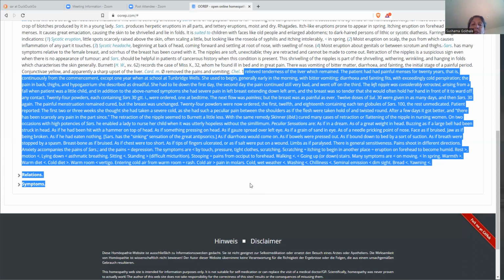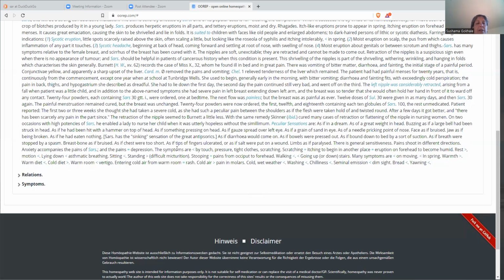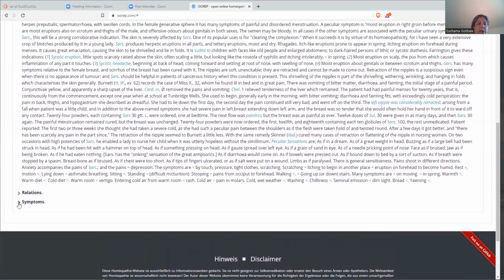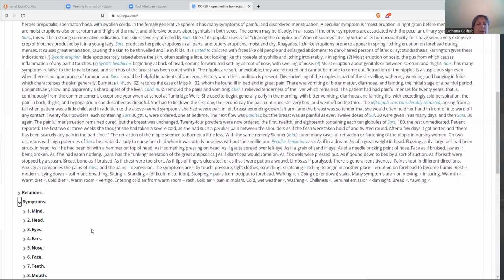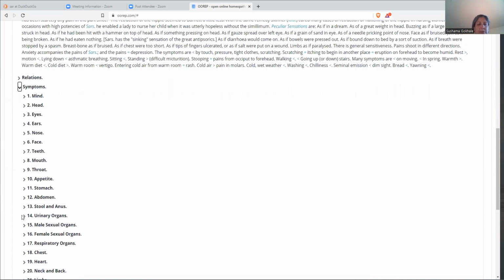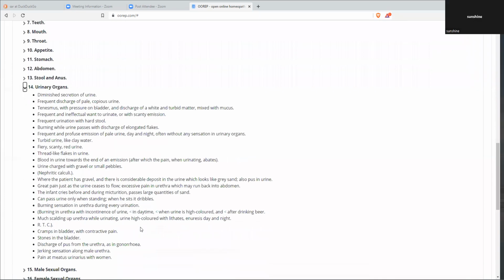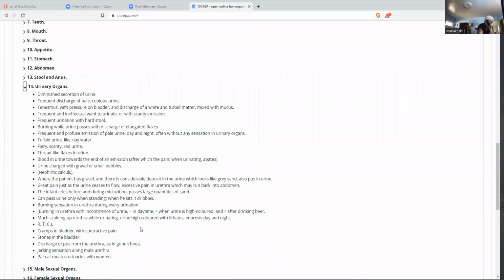And so he actually describes here cases where this has been an excellent remedy and it was very, very curative. Pain shoots in different directions. And then these are general characteristics. And then you look at the symptoms. You look at urinary symptoms. Okay, was there something on the back page?